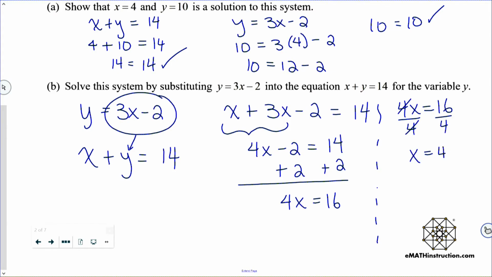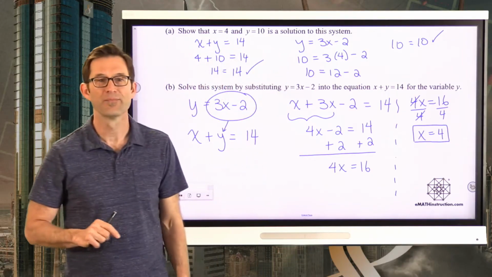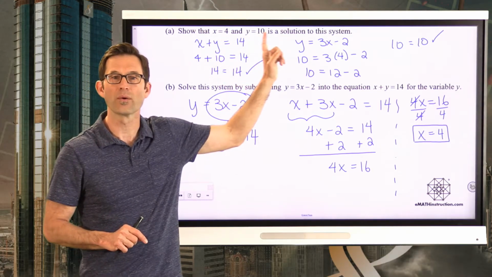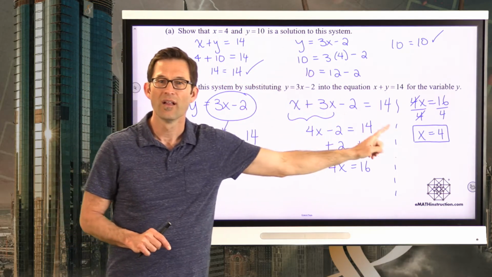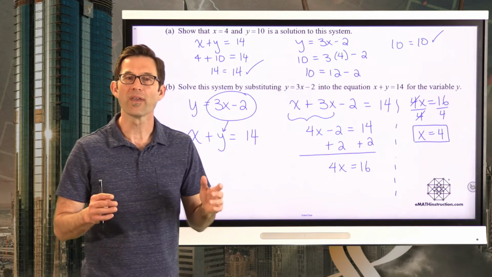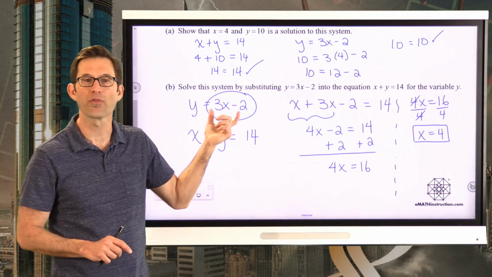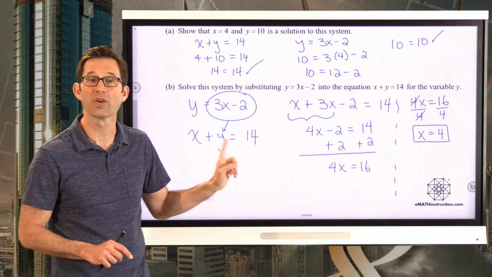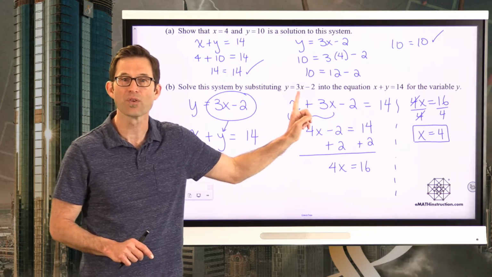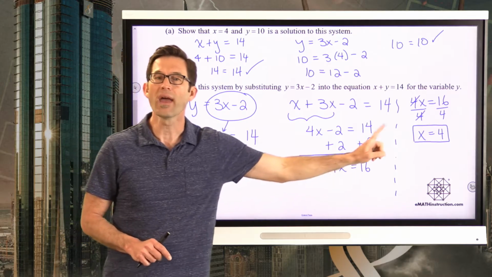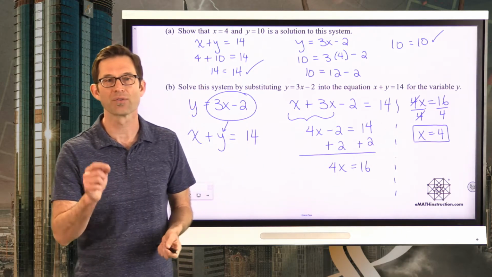And I get x equals 4. Now, let's step back again for a second. Taking a look at letter A, where it said show that x equals 4, y equals 10 is a solution, there's our x equals 4. And we were able to get x equals 4 by substituting 3x minus 2 in for this y into this equation, and we could do that because y equals 3x minus 2. So we now have the x value that solves our system.